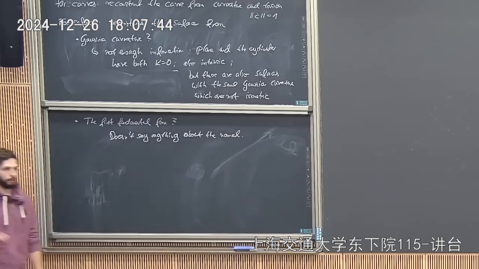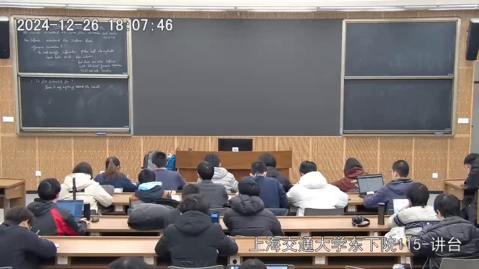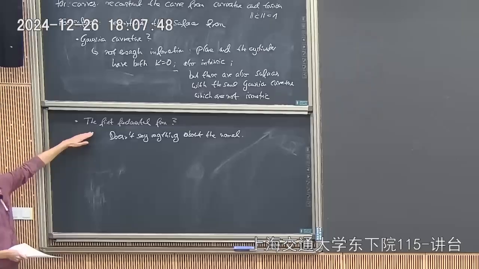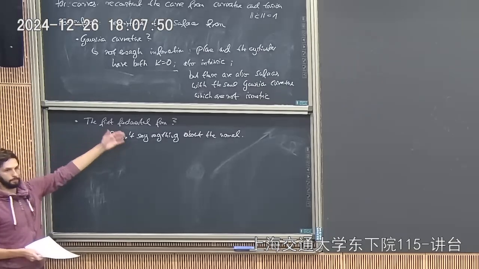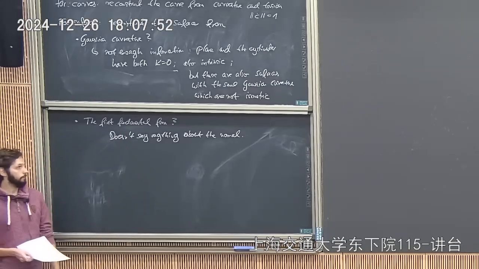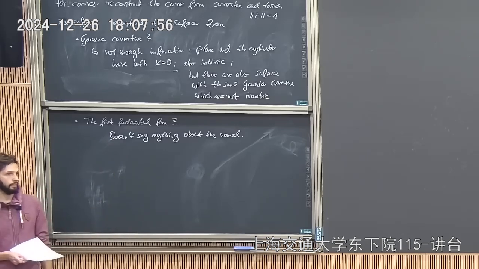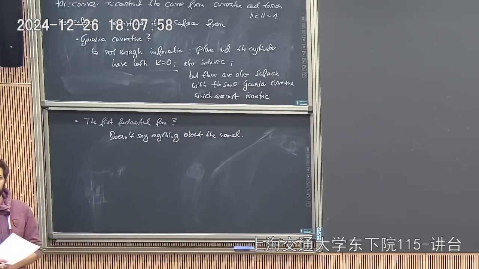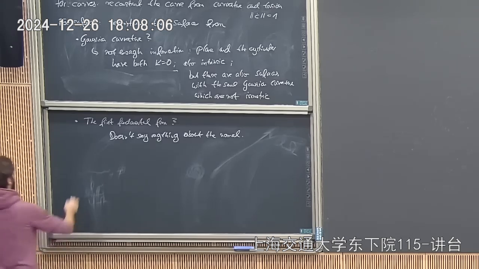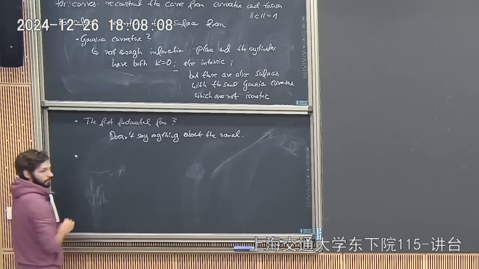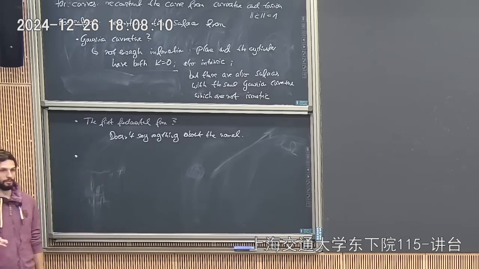So you have absolutely no information about what the normal is doing. If you just give the first fundamental form, that's the inner product between the tangent vectors, you have no idea about the normal direction. So, does someone else have an idea what kind of information we need to specify? It actually turns out that you need both, the first and the second one.